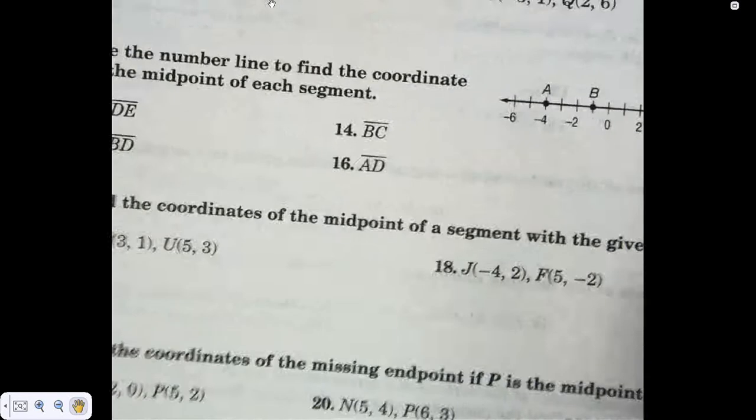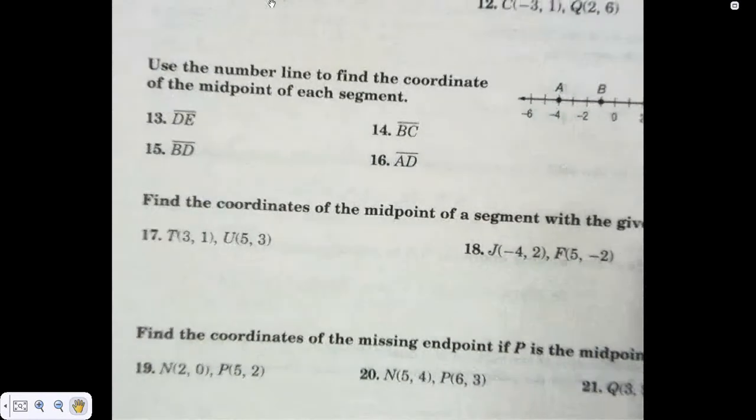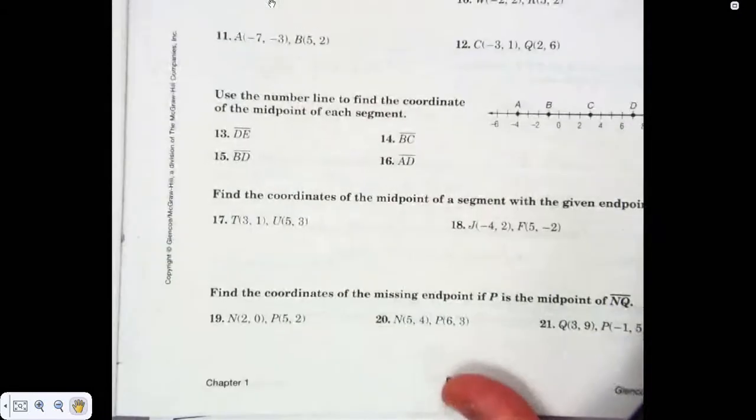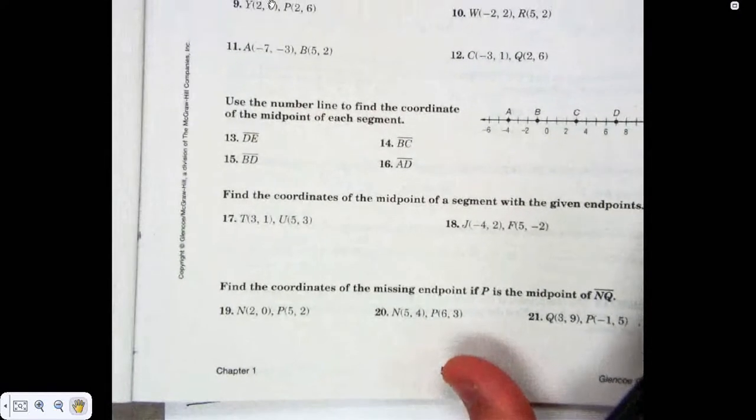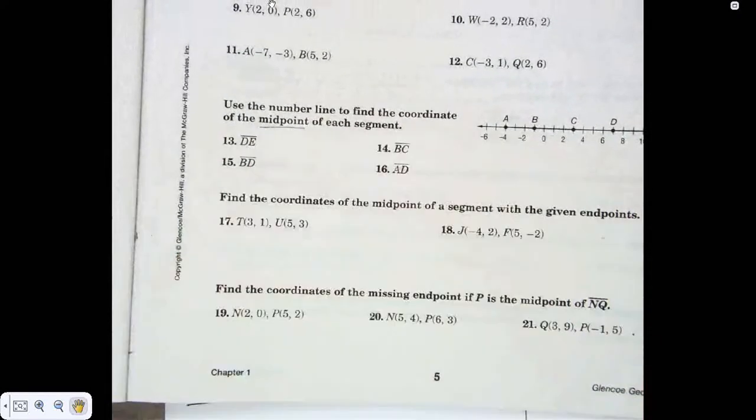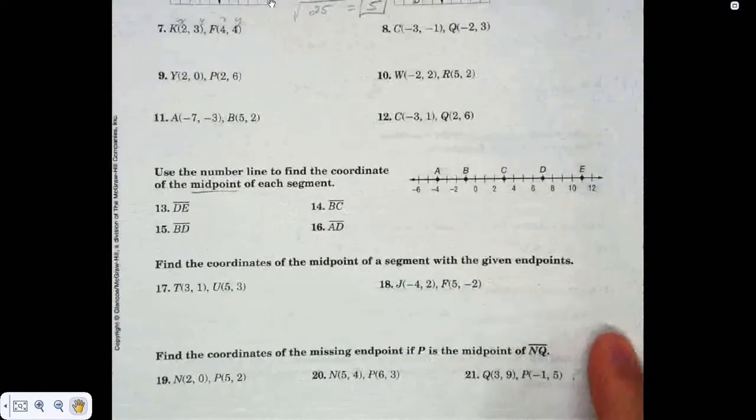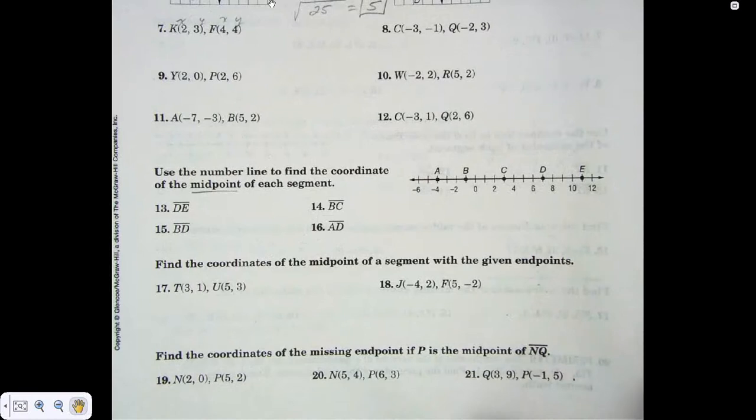Down here, they ask us to use this picture to find the coordinate of the... Are they asking for distance here? They're asking for what? Okay, midpoint. I add my coordinates and divide by 2. That's all it is. D to E.